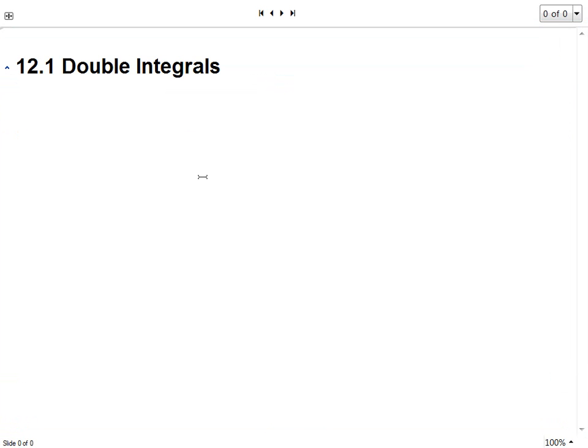Okay, we are getting into Chapter 12, all right? We're done with 11. In Chapter 12, we start what are called multiple integrals. So we're back to integration. Let me grab my notes so I can make sure we're in the same place here. Multiple integrals. And we're going to start with section one, which is titled double integrals.